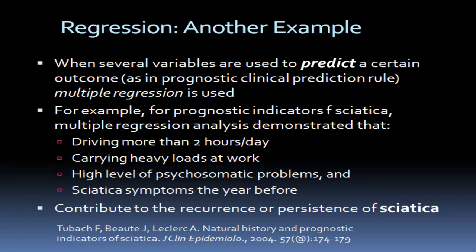Here's an example of a prognostic CPR for the recurrence or persistence of sciatica. Again, through logistic regression, they were able to narrow down a large list to these 4 factors: driving more than 2 hours a day, carrying heavy loads at work, a high level of psychosomatic problems, and sciatic symptoms the year before.